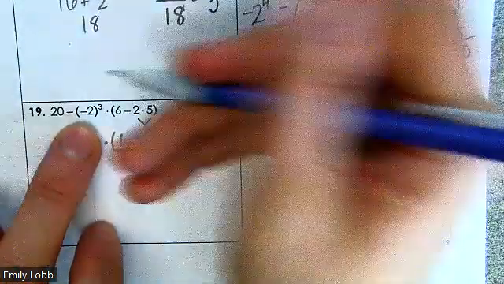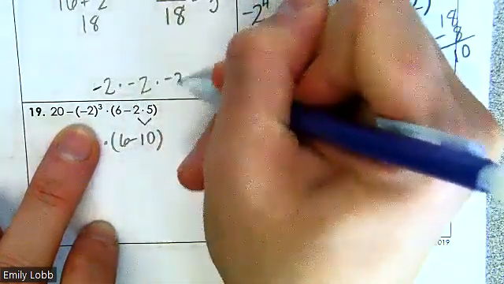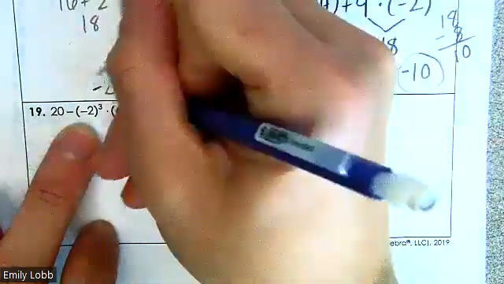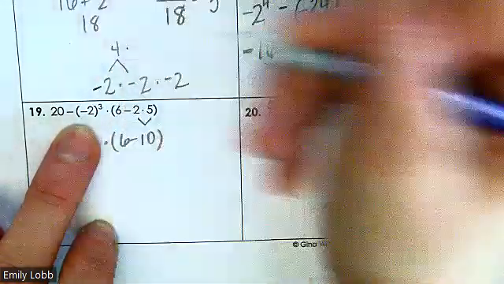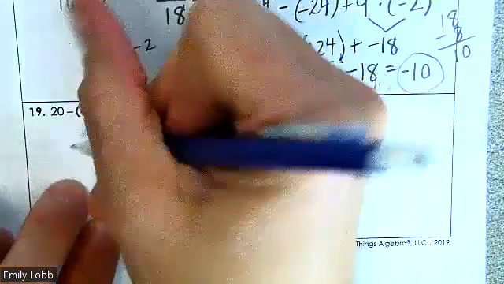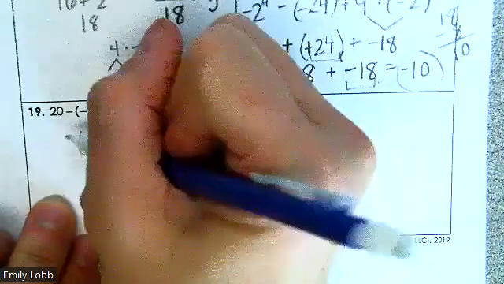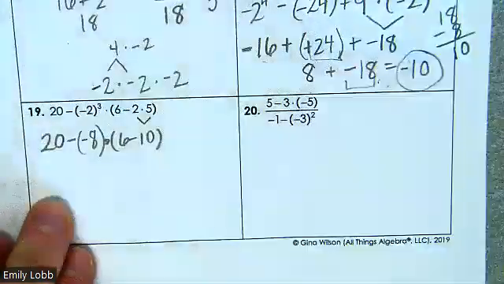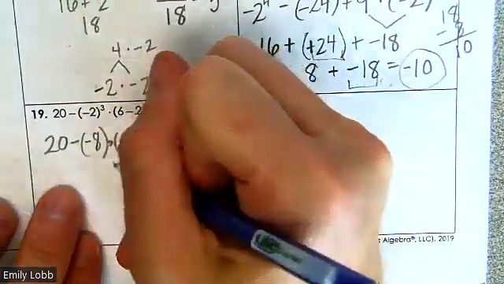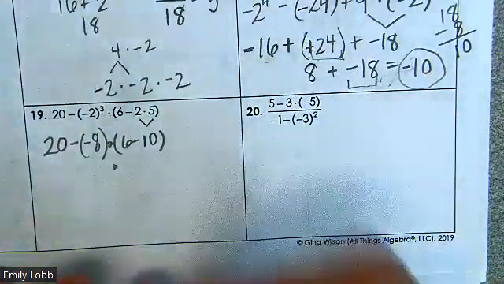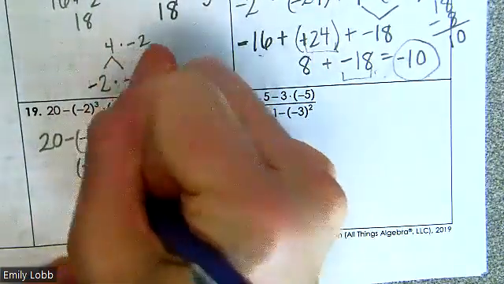Can I go ahead and do this real quick too in this step? So 2 times 2 would be positive 4, times a -2 would actually be a -8. There's a negative in front of that and a 20. We still need to finish off this parenthesis. So 6 minus 10 is negative 4. This is negative 8 minus.